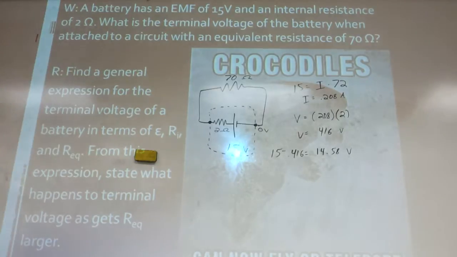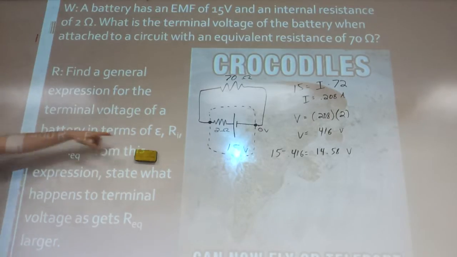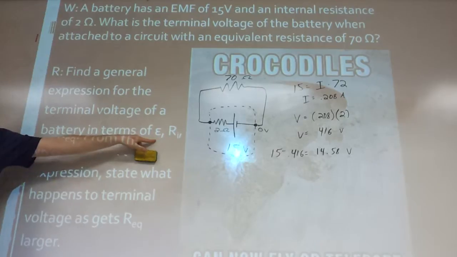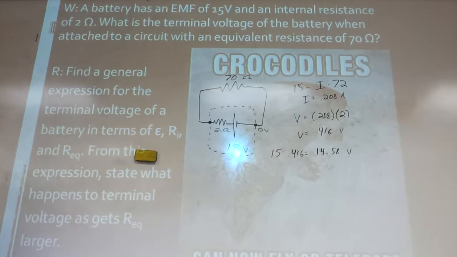Okay. So, part B is very, very similar. Find a general expression for the terminal voltage of the battery in terms of electromotive force, internal resistance and R equivalent. That's the symbol for electromotive force, this little squiggly epsilon. From this expression, state what happens to terminal voltage as R equivalent gets larger.